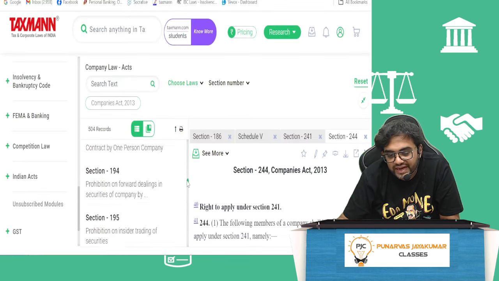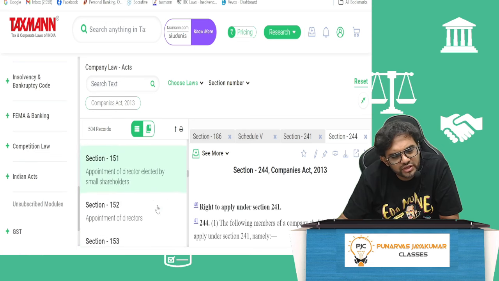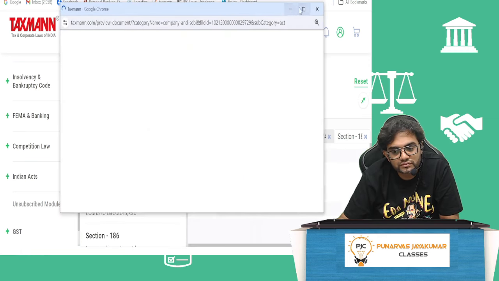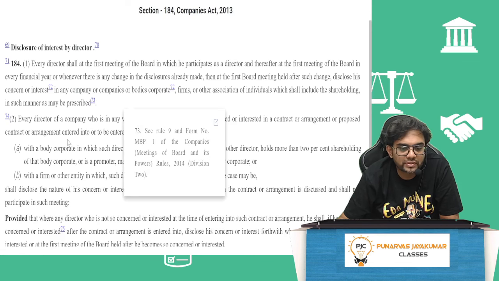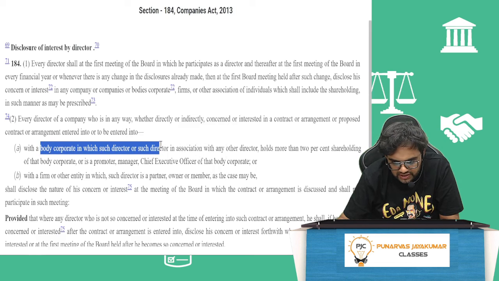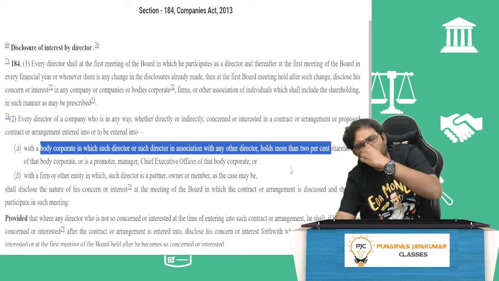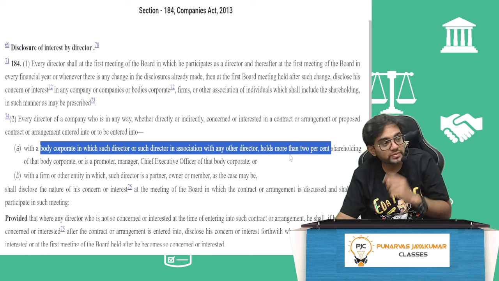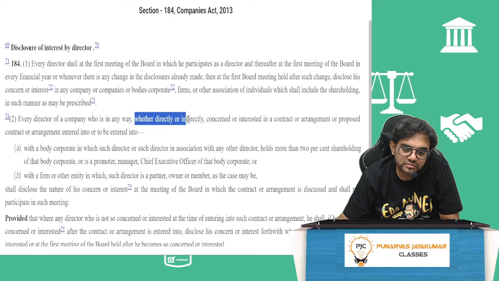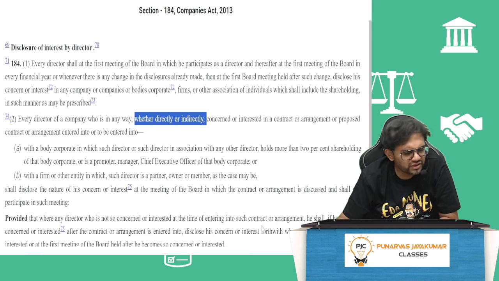Interesting to read the law, to understand. Should you take only the director's holding, or should you take the director's relatives' holding also? Show the Act. With a body corporate in which such director holds more than 2%. We will read this and go in the exam, but see this wording: whether directly or indirectly. Indirectly means what? Through related parties. Who is a related party? Your relative is a related party.